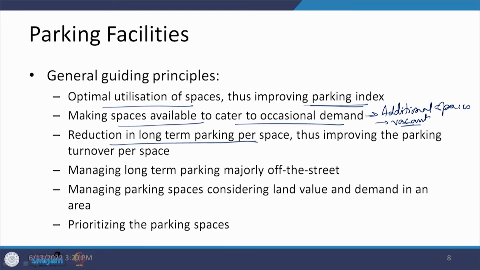The reduction in long term parking per space is one thing which we should try to do, and if we do that, it means the short term parking is going to increase. When we say short term parking, say long term parking was for 8 hours and the short term parking was for say 2 hours. So, it means within the same time frame there are going to be 4 vehicles which are going to occupy the same space. So, the turnover is going to increase, 4 vehicles per space it becomes now. Managing the long term parkings majorly off the street, that is one thing we should try to identify such locations. Managing parking spaces considering the land value as well as the demand in that area.